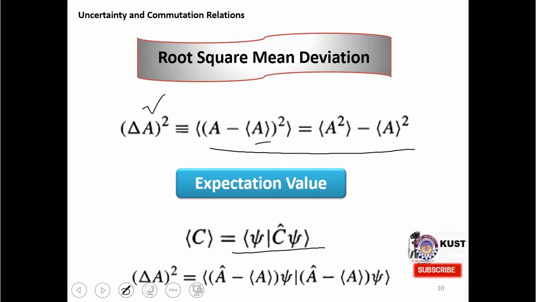We have already learned this formula, and the expectation value for any observable is the same formula, where you can see the psi here with A minus A hat acting on the ket and on the bra together. So this is the same formula as there or there. You combine these two formulas and you get the expectation value in terms of root mean square deviation.